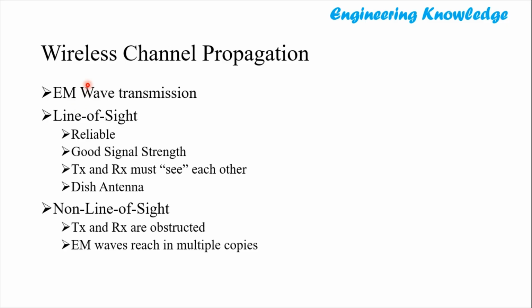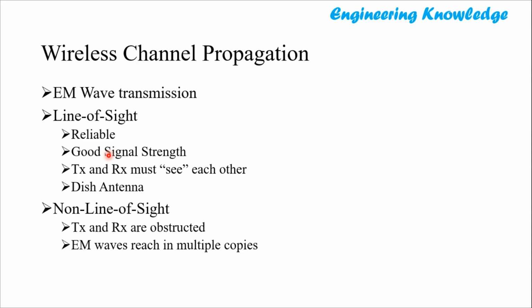So basically, we consider that the wireless channel is the one in which the EM signal travels at the speed of light. Of course, if the transmitter and receivers are not connected through a wire, the wireless signal can reach the receiver either in line of sight or non line of sight communication. In line of sight, the signal is reliable. The transmitter and receiver must see each other, which means there is a direct connectivity between them. There is no obstruction. So if there is no obstruction, the signal strength is good, which means that the reliability of the communication system is better. The signal that is received is more reliable.